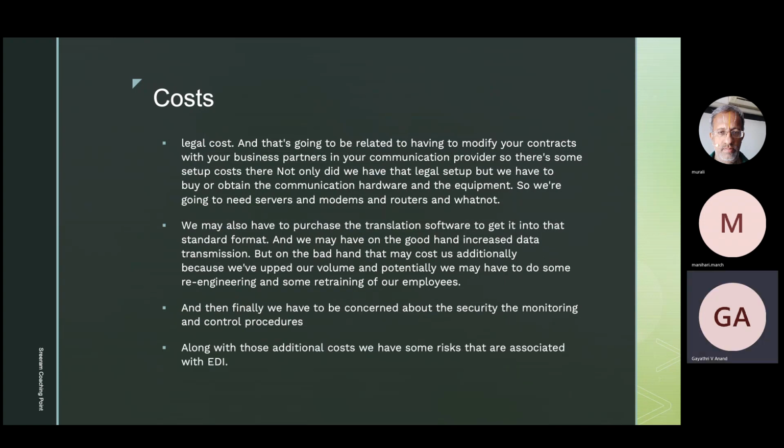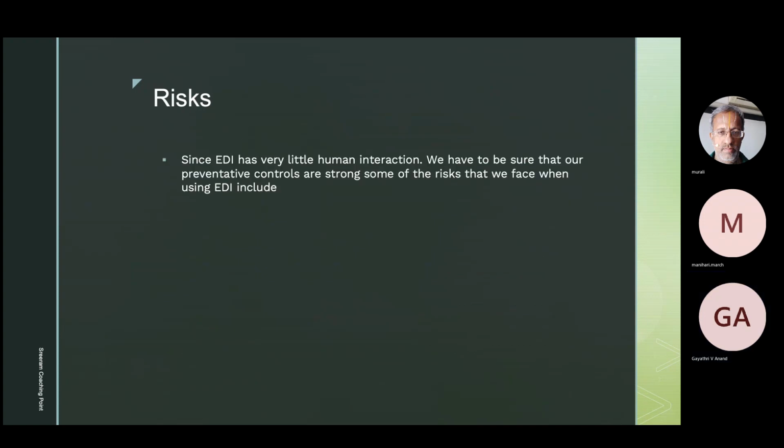Along with those additional costs, we have some risks associated with EDI. What are the risks? Now, before we go to this, you could have a question based on risk. What do you think are the outcomes of a risk? What can an organization do with any risk? Control should be in place so that the risk can be minimized. No, what are the outcomes? Either you can accept the risk. I'm asking about the outcomes of a risk, as in there is a risk existing, what would the outcome be?